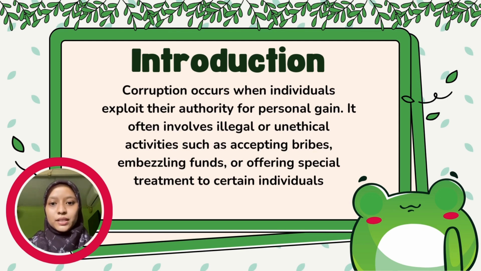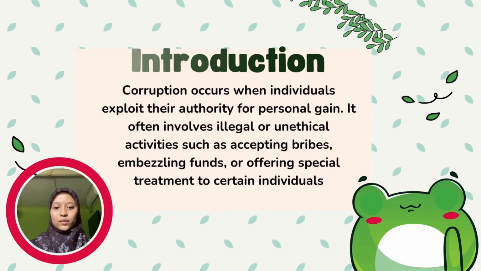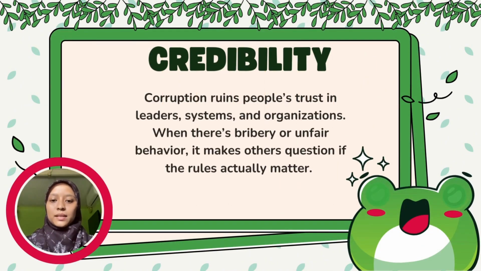For the introduction, corruption occurs when individuals exploit their authority for personal gain. It often involves illegal or unethical activities such as accepting bribes, embezzling funds, or offering special treatment to certain individuals. This can take place in both public and private sectors. Corruption undermines trust, weakens institutions, and slows down a country's development. World Bank 2021.